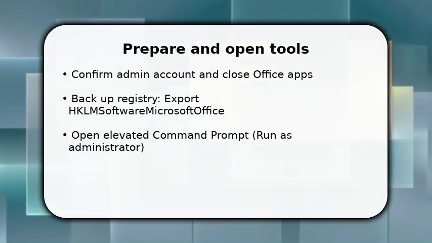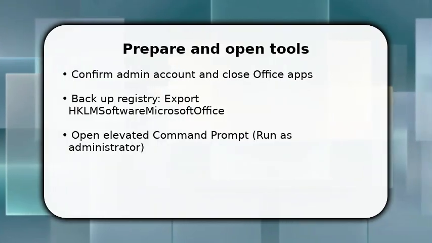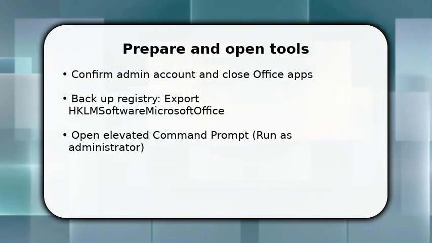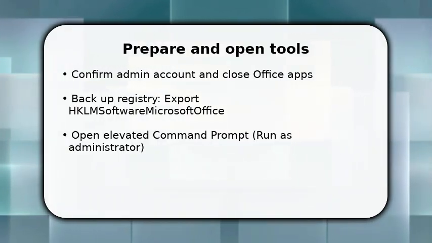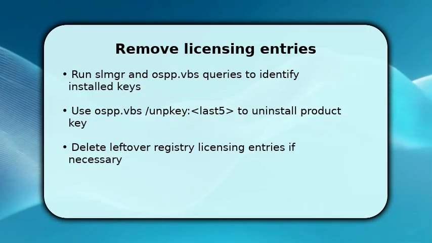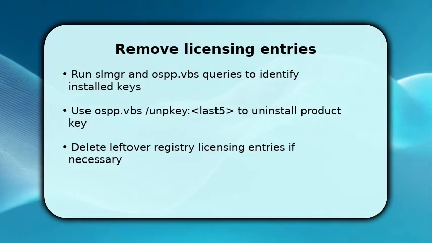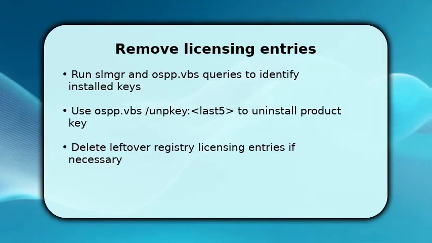Make sure you note the Office edition, Home, Pro, or Volume, because the registry paths and commands differ slightly based on edition. Now query licensing. Run slmgr and the Office script OSP.VBS to list installed keys and activation status so you know which last 5 characters to target.